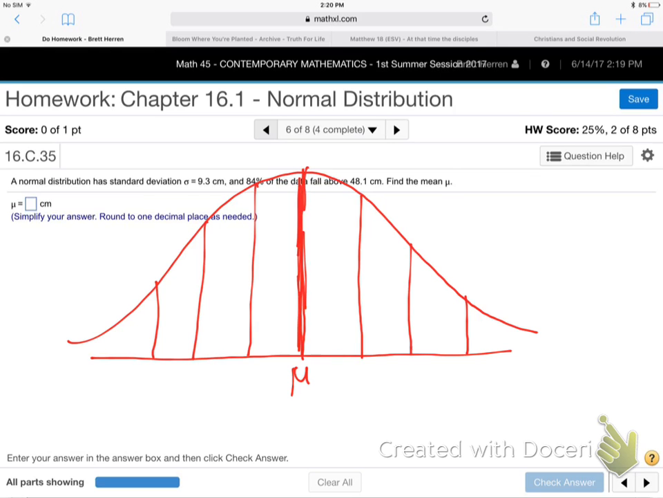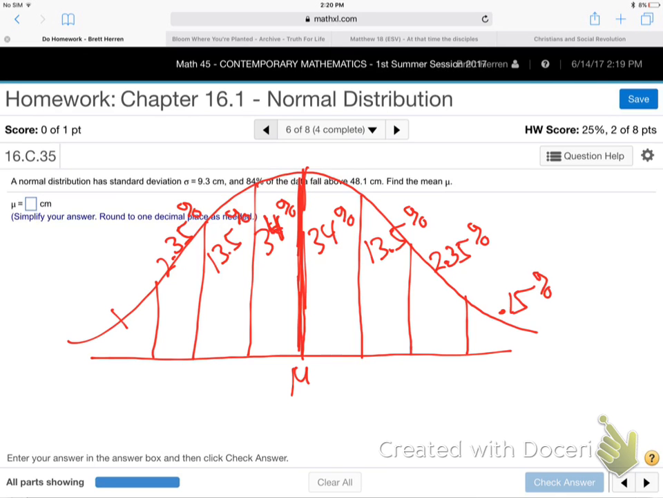The percentages that go in here are 34 and 34 on the left and the right, 13.5, 13.5, 2.35, 2.35, and 0.15, 0.15. So it's symmetrical. Same percentages to the right, same to the left. Those are the percentages.